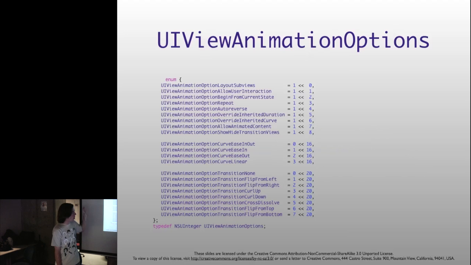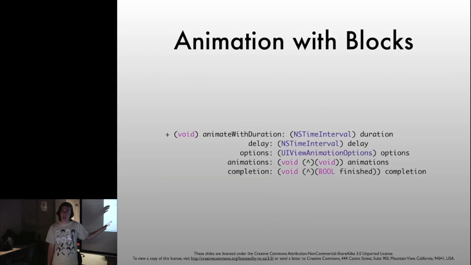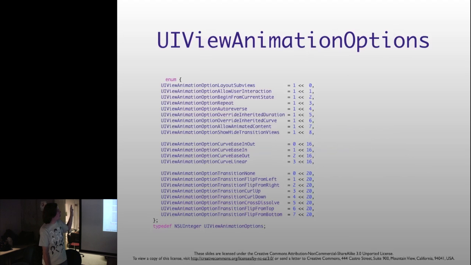Okay, so here are all of those options that you can configure. Like I said, the third parameter here is just a bit mask, so you can just bitwise OR all the options together that you want. So there's things like begin from current state, repeat, auto reverse, you know, which animation curve you want.